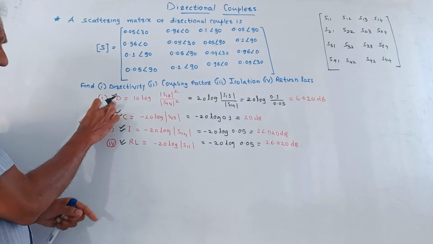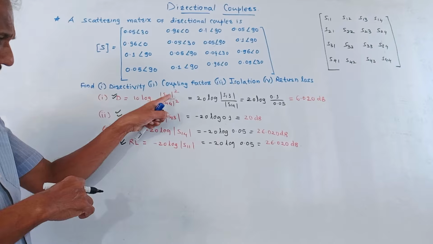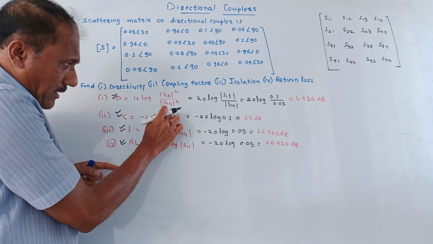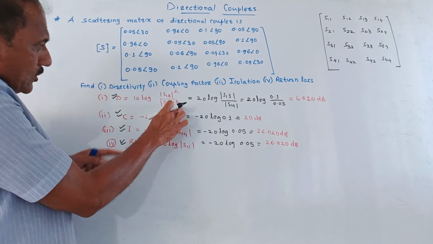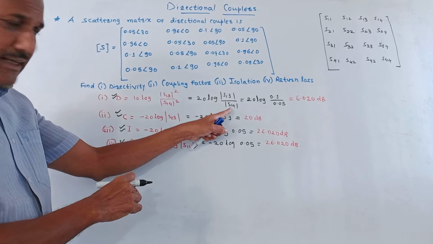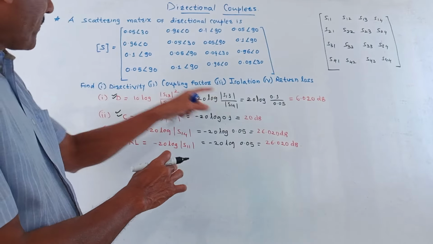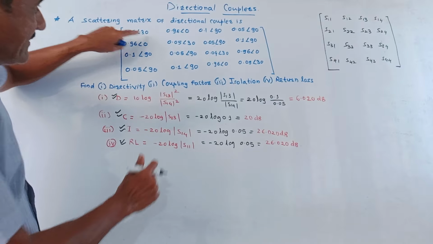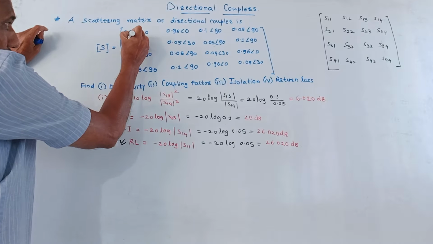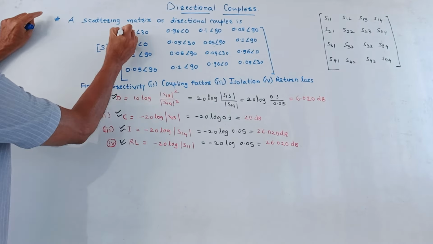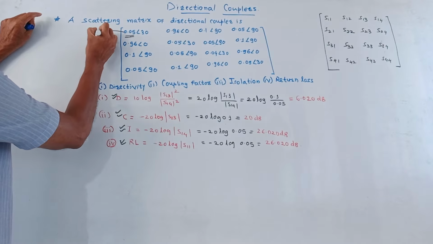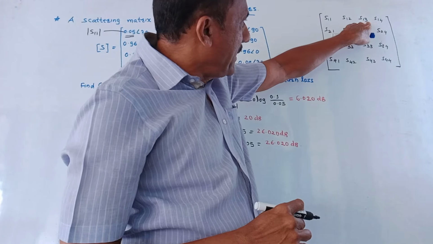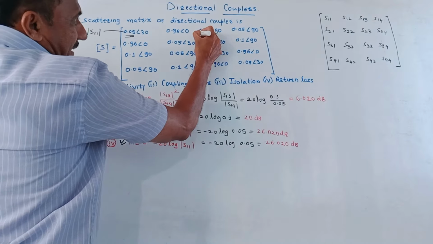Now first part, directivity. The formula is 10 log mod of S13 square upon mod of S14 square. So this is 10 log and this is square. So it becomes 20 log mod of S13 upon mod of S14. Do remember these values are like this. For example, the first value is 0.05 at an angle 30 degrees. So this part 0.05 indicates magnitude. That means this particular part is mod of S11. Likewise, we want mod of S13. So this element represents S13. The corresponding element in the given matrix is this one.